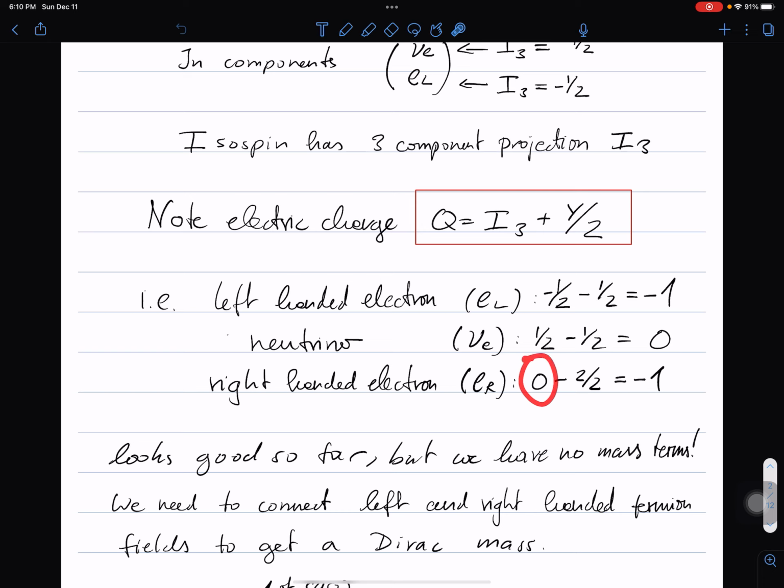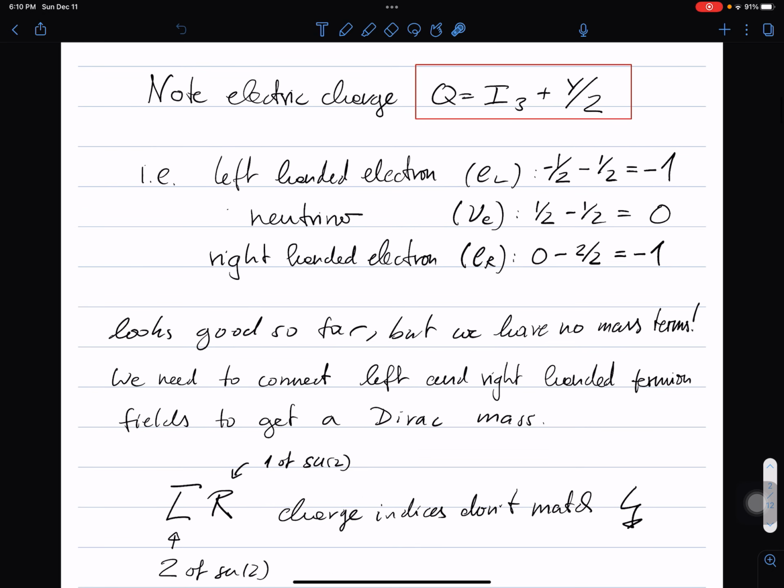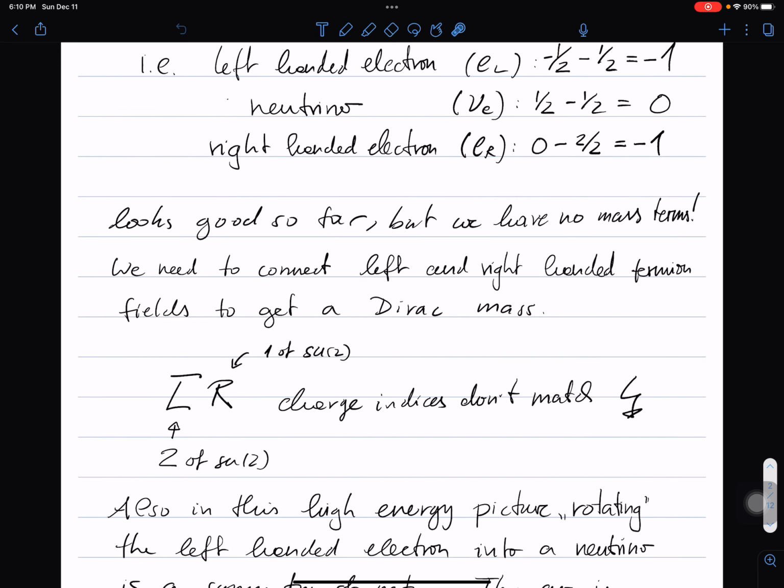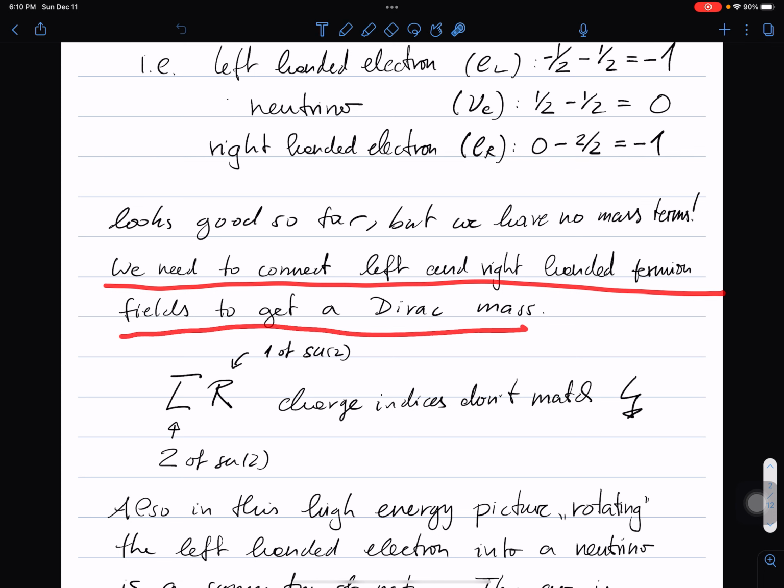There is no isospin, so the minus 2 on 2 is just minus 1 for the hypercharge, and yeah, this is also consistent. The left and right-handed components of the electron should have the same charge. Now, it looks good so far, but we have no mass terms in the theory whatsoever. So we need to connect left and right-handed fermion fields to get a Dirac type mass.